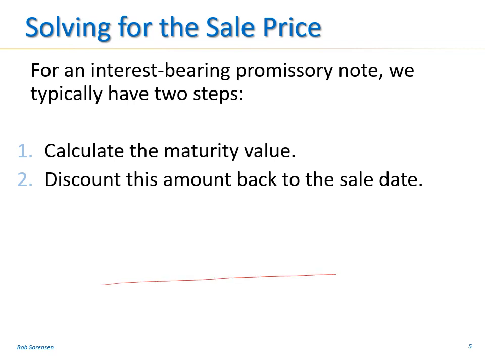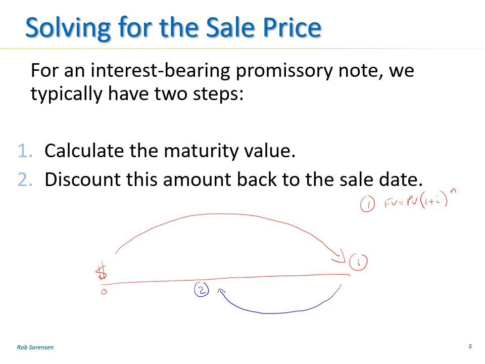If I were to draw a timeline for a generic promissory note, we've got some money that was borrowed. Step one would be to find out what the maturity amount is. And then step two would be to take that amount back to the date of sale to work out the price. Now for maturity, for step one, we can use the future value formula that we've been working with. And when we get to step two, we're going to use the present value formula to work backwards.